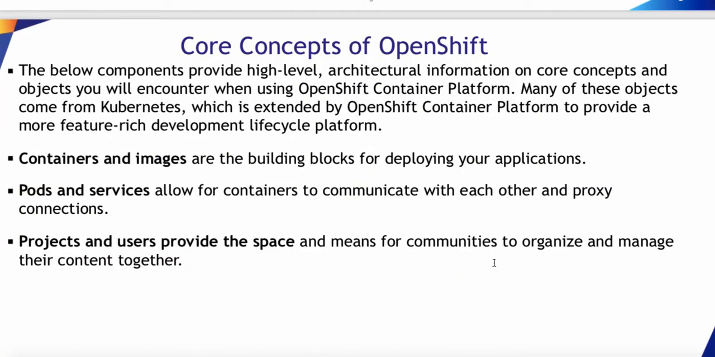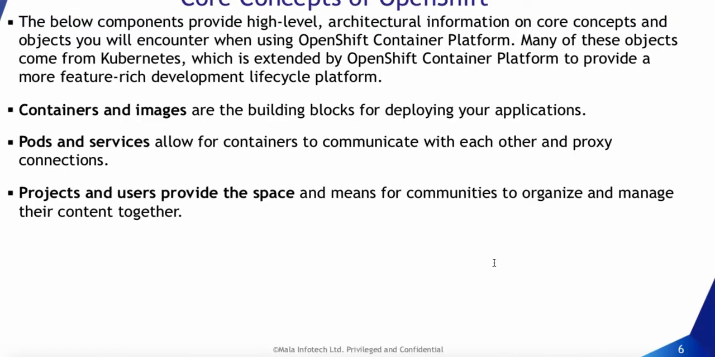In this next slide, we see the core concepts of OpenShift. There are a few core concepts listed here, such as containers and images, which is a concept from Docker and Kubernetes, where we use it. Pods and services are again inherited from Kubernetes, which communicate with each other and proxy containers and connections. Projects and users provide space, that means communication for the organization and managing the content together.